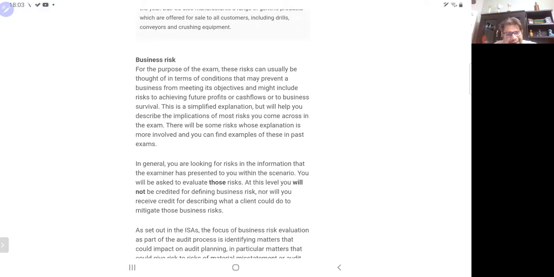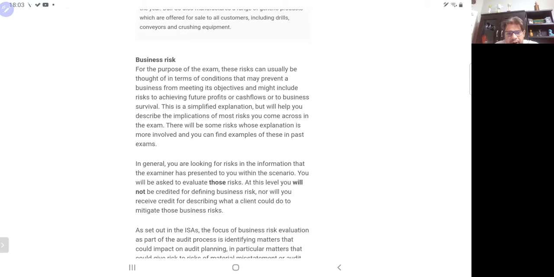Now, if you are dealing with business risk in the exam, this risk can usually be thought of in terms of conditions that may prevent a business from meeting its objectives, and might include risk to achieve future profits or cash flows or business survival. This is a simplified exam explanation, but will help you describe implications of most risks you come across in the exam. Generally, you are looking for the risk in the information that the examiner has presented within the scenario. You will be asked to evaluate those risks.